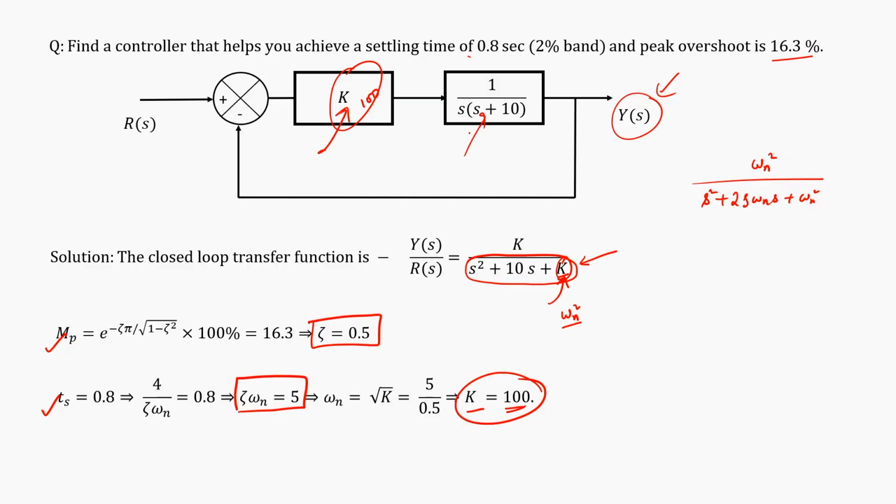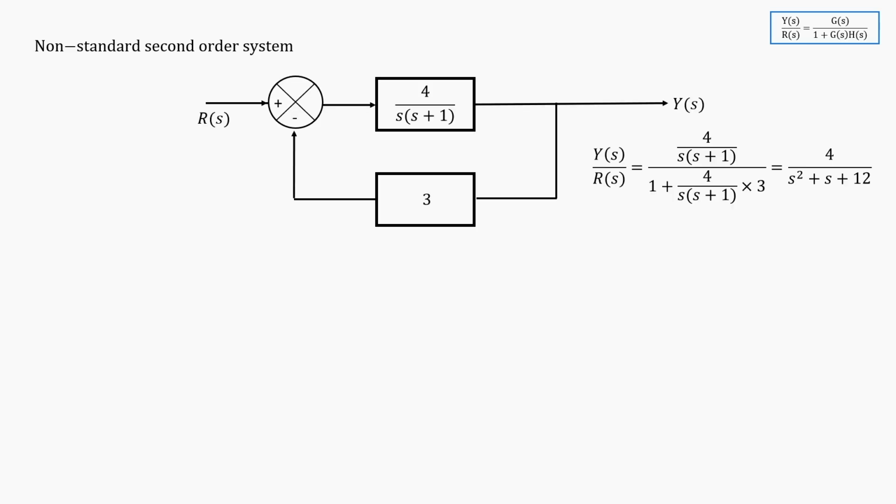Now, what we are going to see is, when you model a system, you may get it in the standard form, but there is no guarantee that the modeled system will be in the standard form. What do I mean by that? Consider this simple closed loop system, and if you find out the transfer function of this system, you will see that it is 4 by s square plus s plus 12, which is not in the standard form because the numerator here is no longer equal to the constant here.